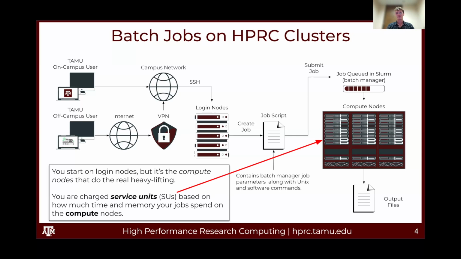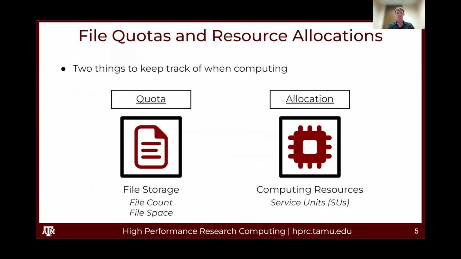When it's going through the compute nodes, you get charged. I'll talk more about this in a moment. But jobs that go through the compute nodes, that's when you're getting charged SUs. You don't get charged service units when you're on the login nodes. So there's two main things you want to keep track of whenever you are using our clusters. You have your file quota and your allocation.